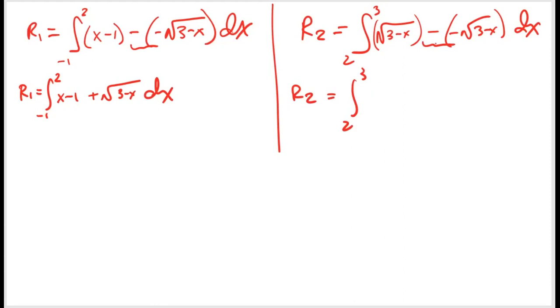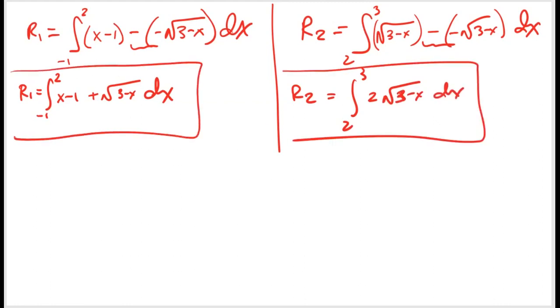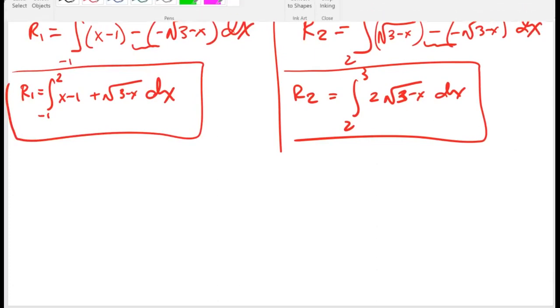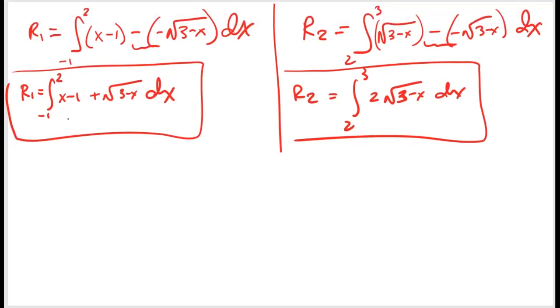Becomes a positive on region 2 also, so this becomes 2 radical 3 minus x dx. So these are our simplified integrals that we have to evaluate. And this is power rule. And hopefully you identified that you need U substitution for the radical 3 minus x.